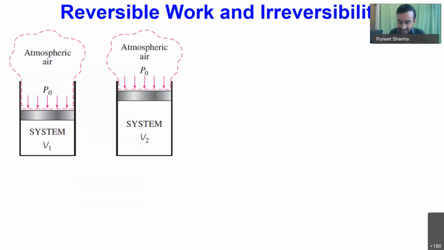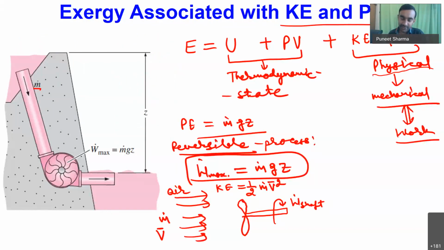If I consider that we don't have any kind of losses, the maximum amount of shaft work I can produce from this available input kinetic energy will be equal to the magnitude of this kinetic energy. So it will be equal to half m dot into v bar square. This is the amount of work I can extract from the kinetic energy.